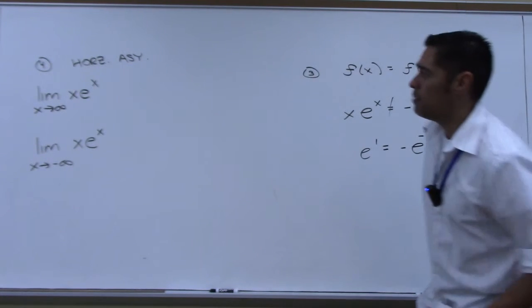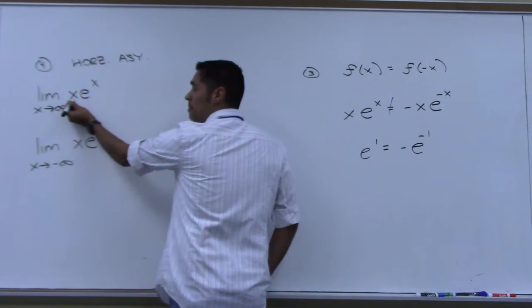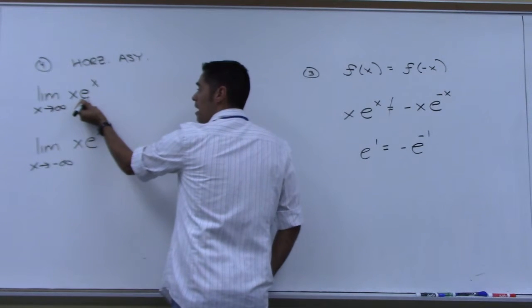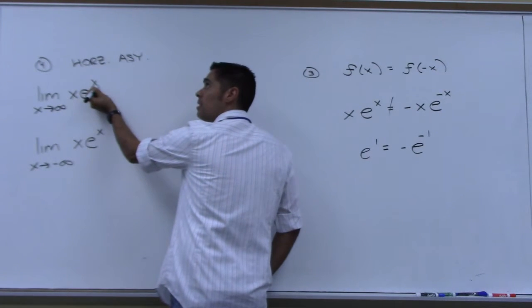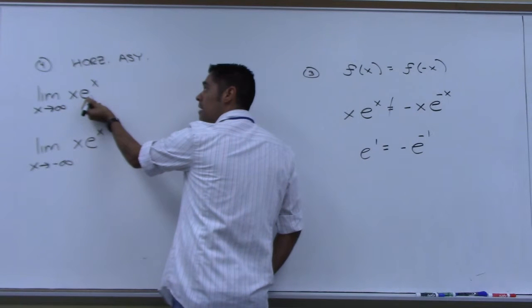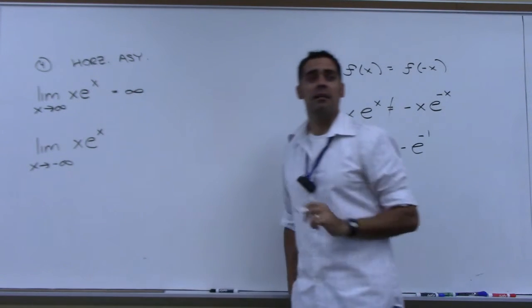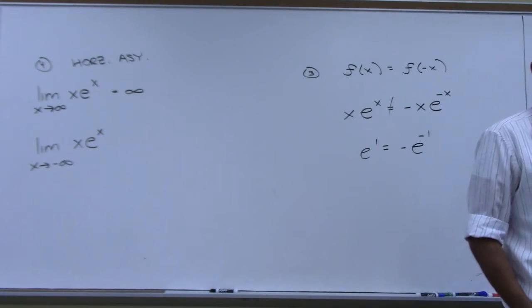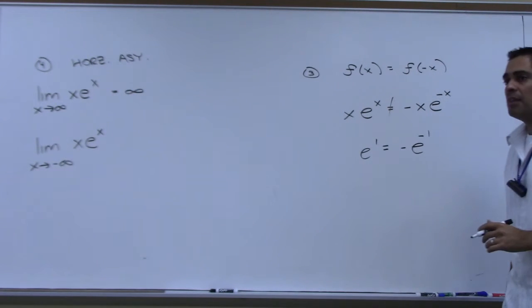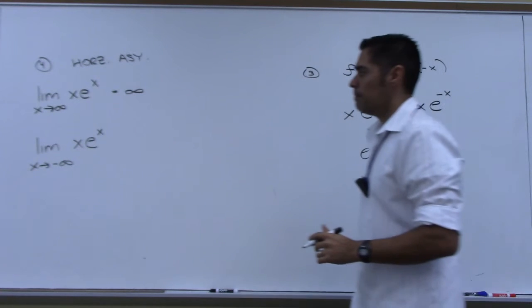So x goes to infinity. What happens here? This becomes infinity times e to the infinity, which is infinity times infinity, which is infinite, right? That we can tell. Infinity times infinity, that we can say is infinity. As opposed to the next one.